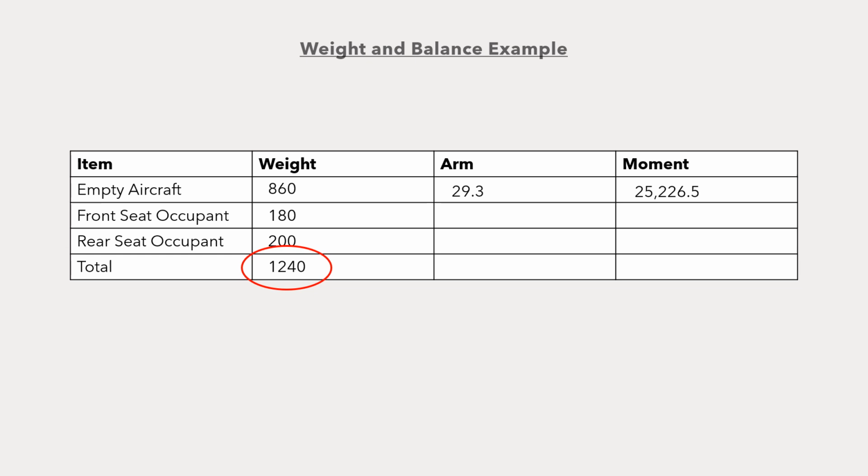Add those up and you get the loaded weight, 1240 in this case. Then you go to the pilot's operating handbook, and somewhere in there you'll find the maximum gross weight of this glider. In this case it was 1280, and so since 1280 is larger than 1240, we are at an acceptable loaded weight.